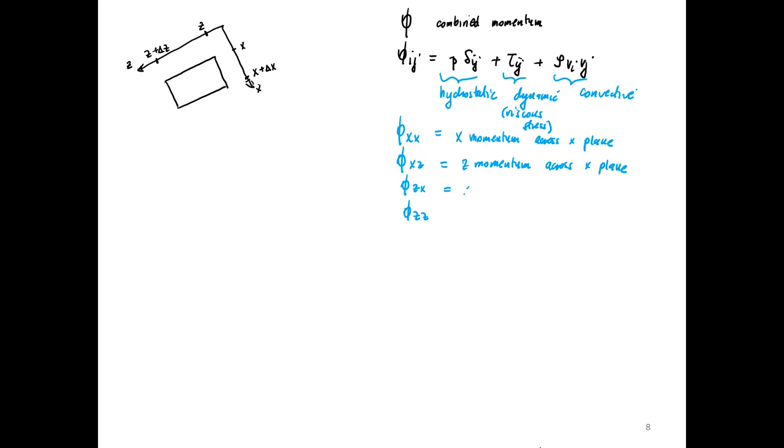What is Zx? X momentum across Z plane, and this is Z momentum. I'm going to shorten Z plane. Which plane is it? Z plane. So, which momentum is going to come in this one? ZZ. So, the normal one will come in. Shear ones will kind of slide down. They're not coming in. So, this is going to be my ZZ.